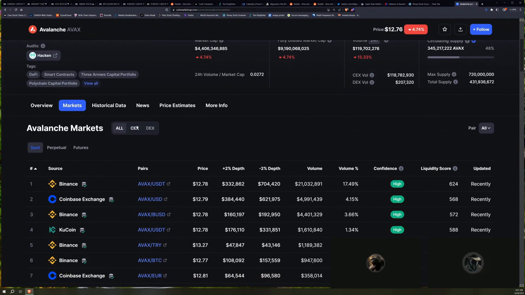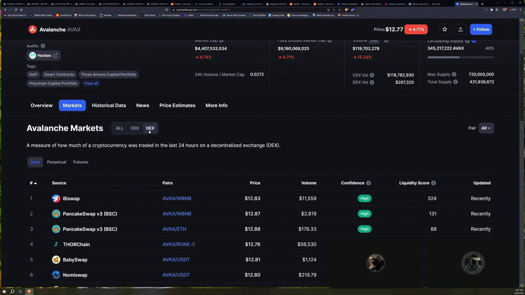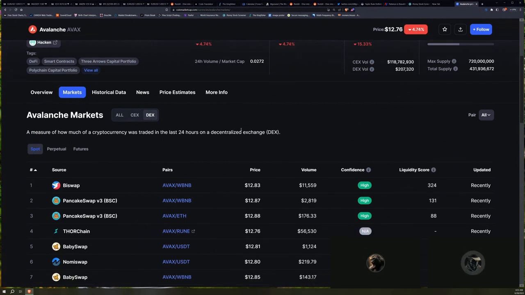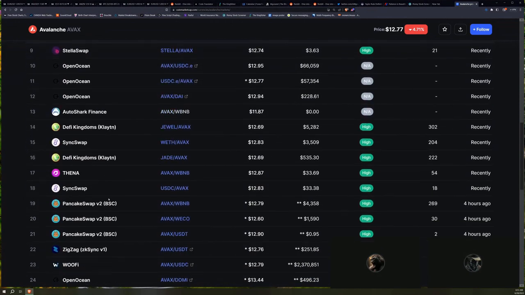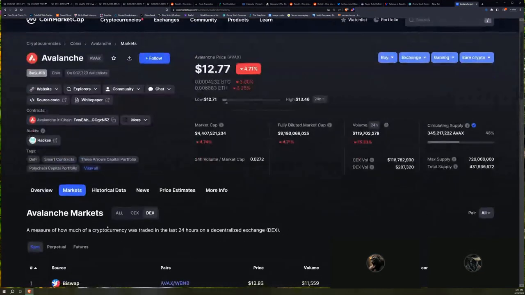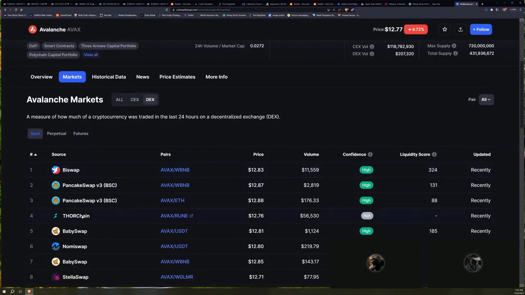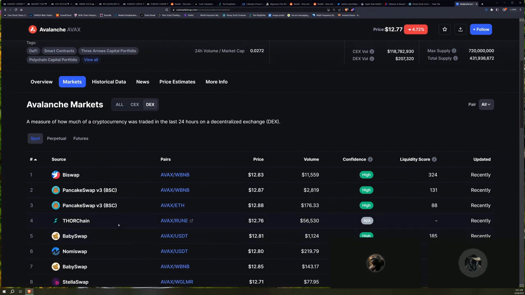So CEX is a centralized exchange, so it's like Binance, your typical exchange. Or there's DEXs, and DEXs are decentralized exchanges, which are basically ran by smart contracts. Pancake Swap, Uniswap, Thorchain. These are places you can go to actually swap out. And generally they require something called MetaMask.